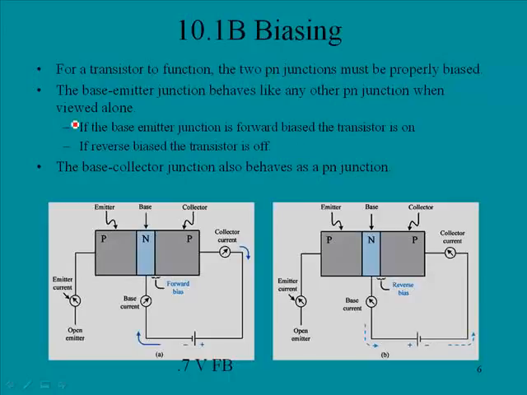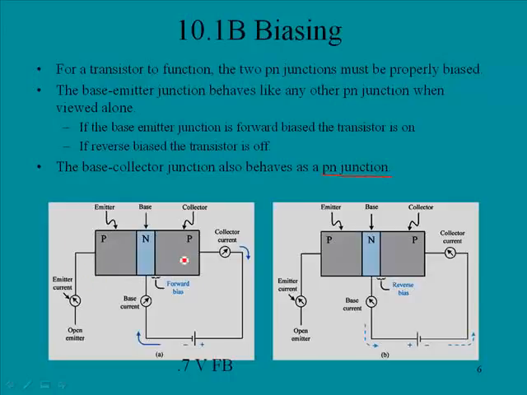If you forward bias a diode, the diode conducts. If you reverse bias a diode, the diode cuts off. Now, the base emitter junction in a transistor is going to essentially turn the transistor on or off. The base collector junction will not have that same power, but the base emitter junction will determine whether the transistor is turned on or off. The base collector junction also behaves as a p-n junction, but it will not have the ability to cause it to turn on or off.